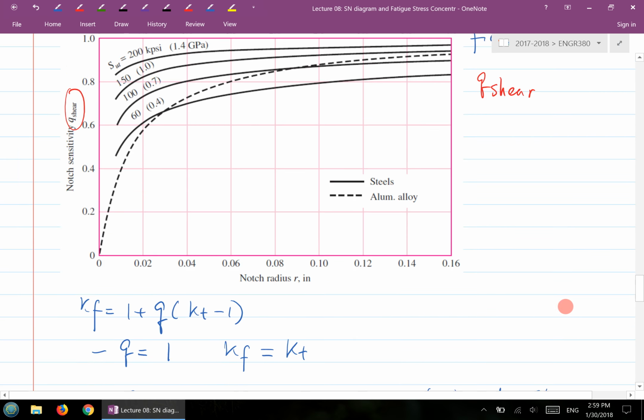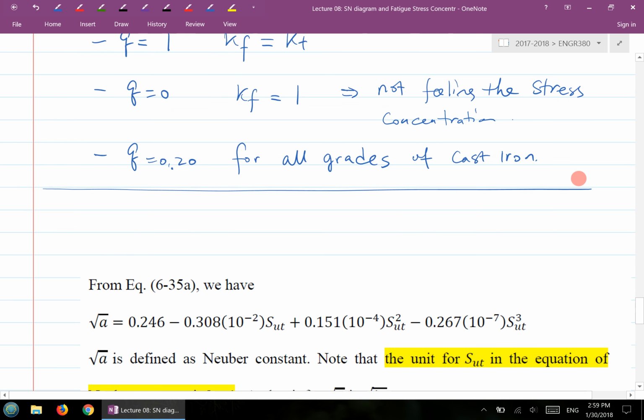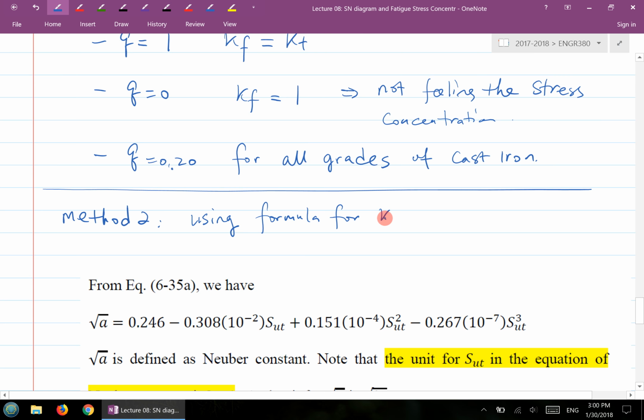Okay, so this is your first method, using the figure to estimate Q and Q shear. Second method is to use a formula, the formula for the KF, or for the Q. For the Q here, the formula is this.